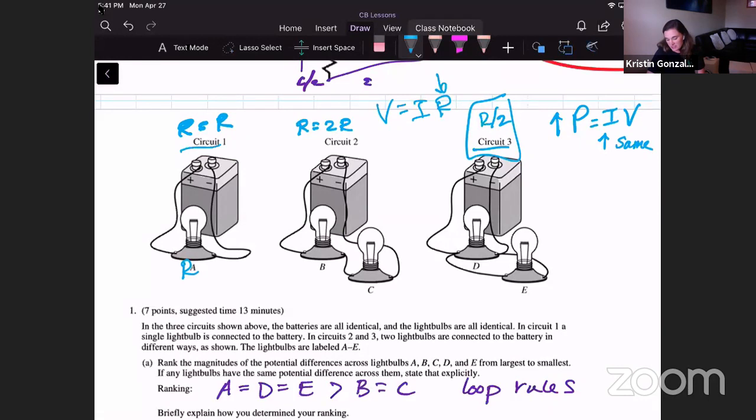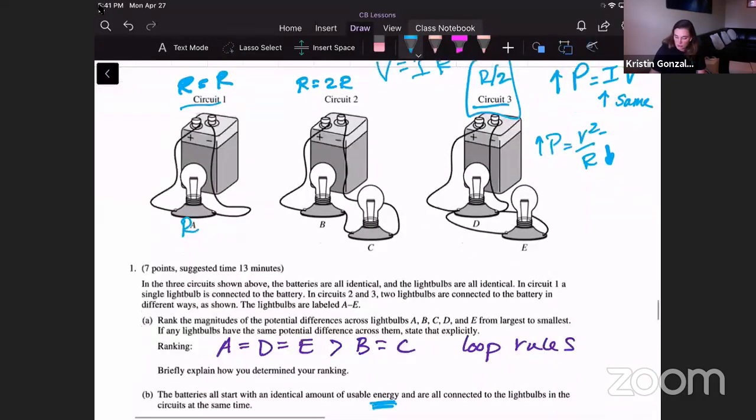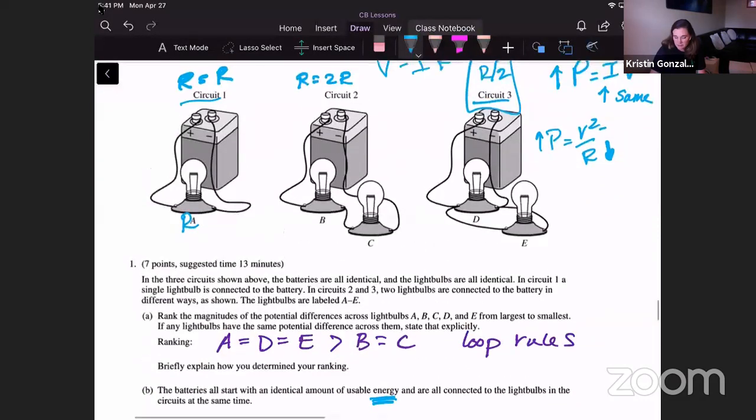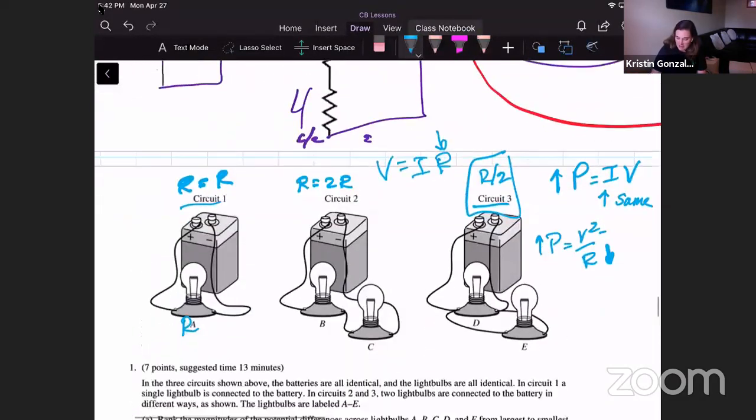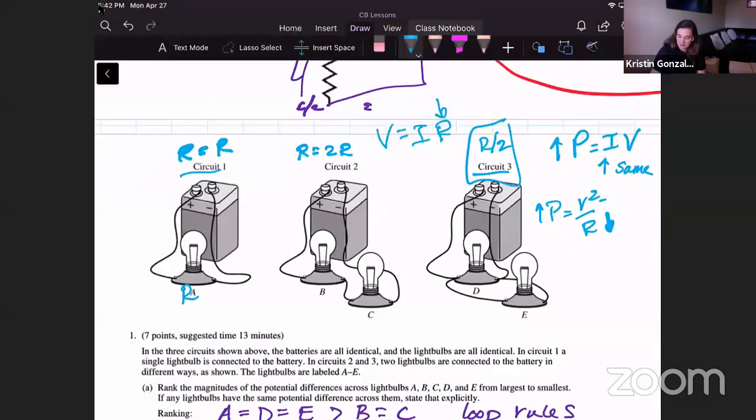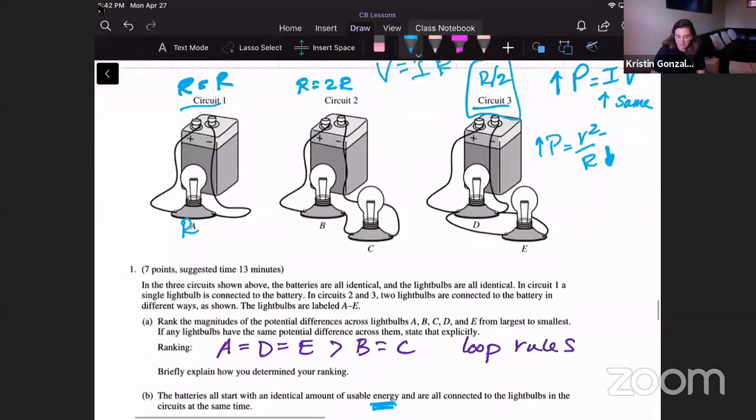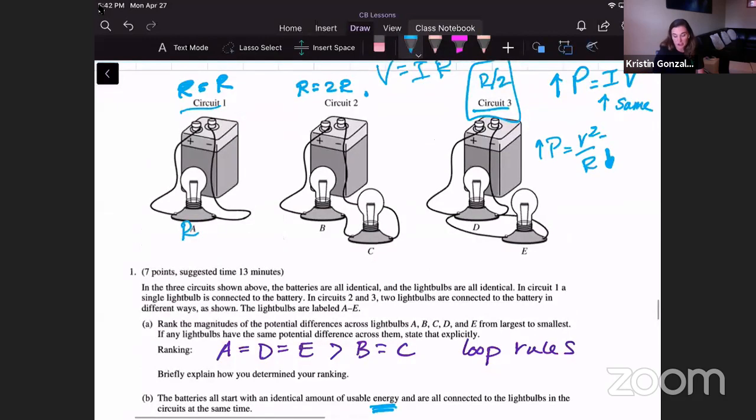Okay, the other way we could think of it is V squared over R, right? If all these batteries have the same potential difference, then we want the smallest amount of resistance to give us the biggest amount of power. So battery 3 is going to run out of juice first, followed by A, followed by B, C, right? Or battery into circuit 2, rather than naming those light bulbs. Okay.